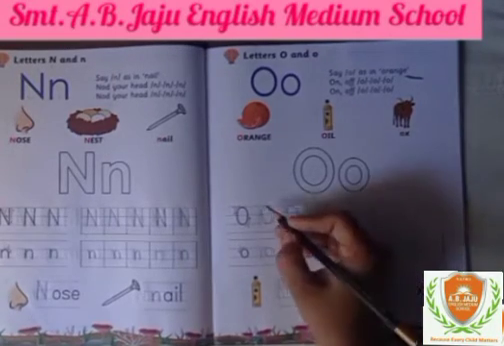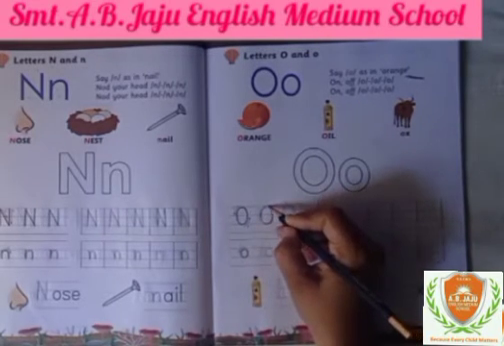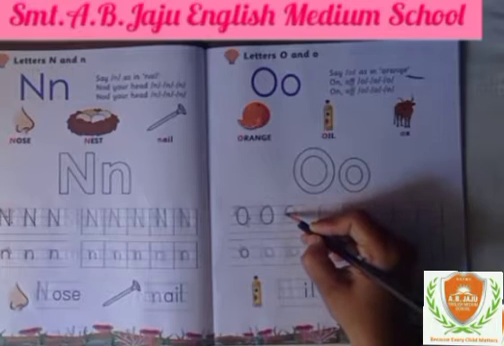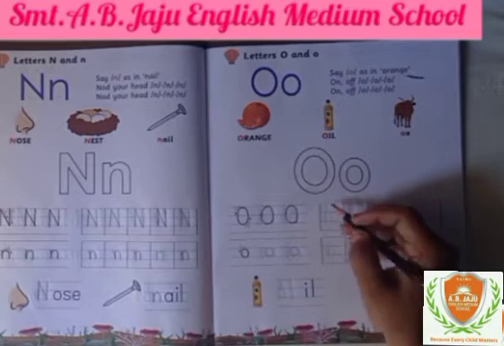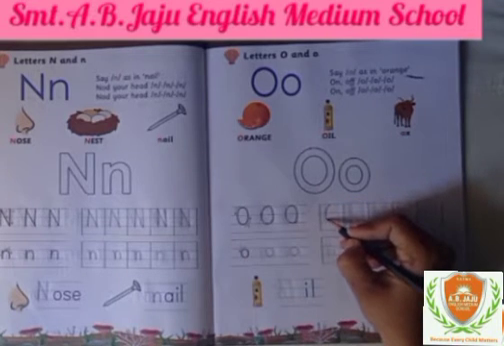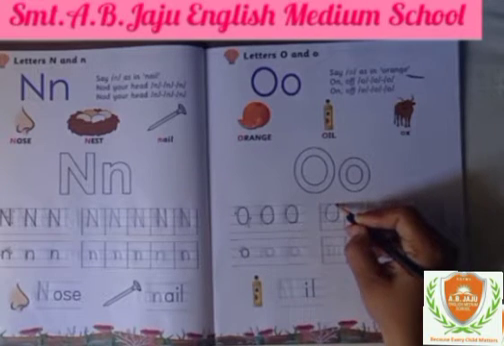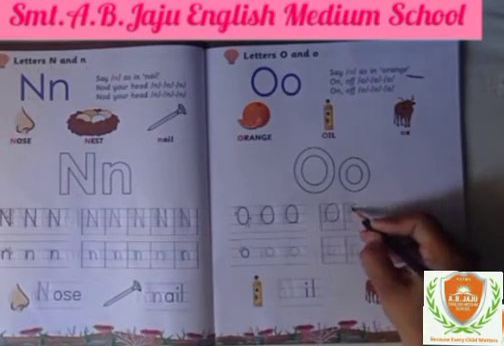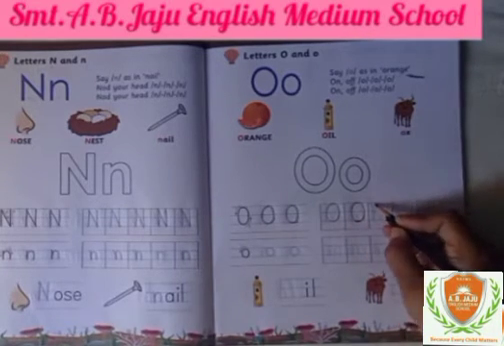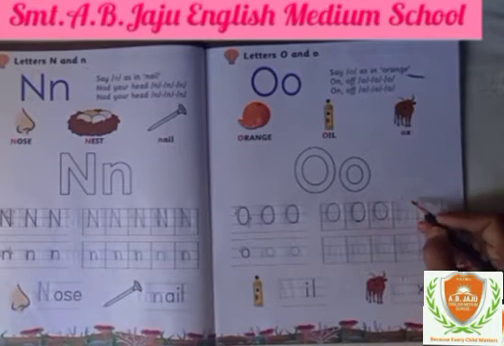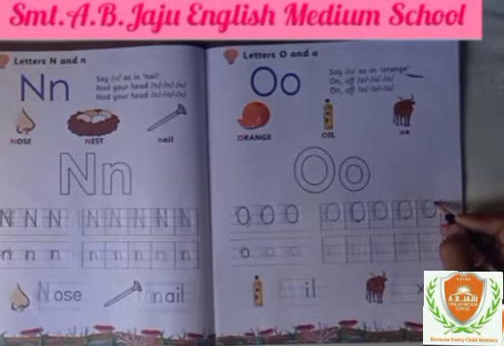Now we will trace capital O. In three lines, we have to trace capital O. From up to come down, again go up. From the pink line, we have to start. On the second blue line, we have to come down, again go up and join. This is capital O. O, orange, O, ox, O, oil. So this is capital O.